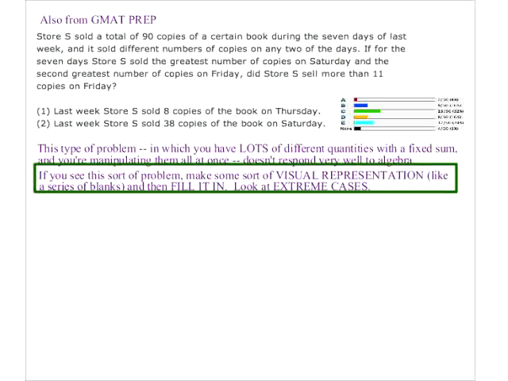First of all, let's make sure we understand the question, because this question is sort of weird. If you're relatively new at data sufficiency, you may even have some issues with just understanding what's going on in this problem in the first place. But did Store S sell more than 11 copies on Friday? So that means what we're doing here is must be more than 11 would be sufficient.